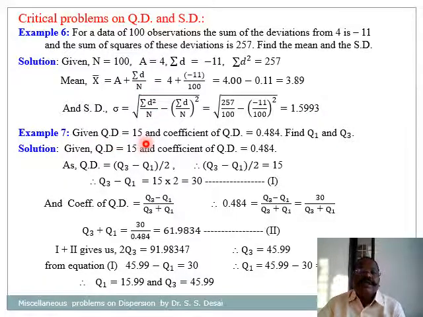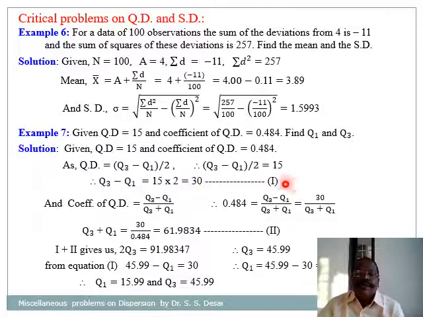Second problem is like this. Given quartile deviation is 15 and coefficient of quartile deviation is 0.484, find Q1 and Q3 of that distribution. So we know QD is going to be Q3 minus Q1 divided by 2, and coefficient of QD is going to be Q3 minus Q1 divided by Q3 plus Q1. So they have given QD is equal to 15 and coefficient of QD is 0.484. So by substituting the value of QD, we have the equation Q3 minus Q1 divided by 2 is equal to 15.